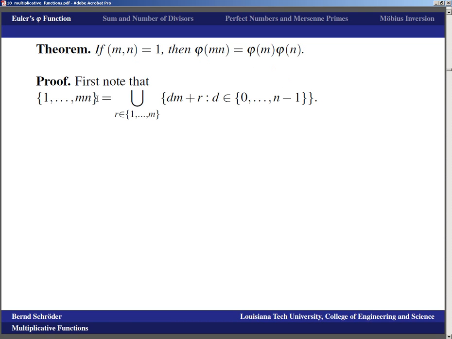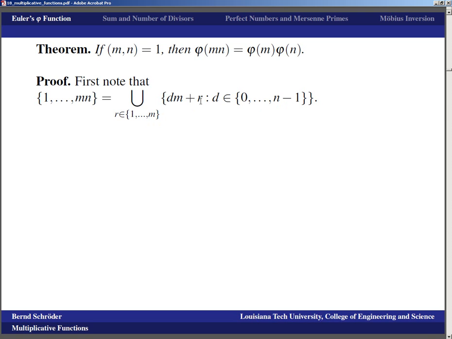We will split up the set of numbers from 1 through m times n by remainders. So the set of numbers from 1 through m times n is the union over all remainders between 1 and m, where we're not going to use remainder 0, we're going to replace it with remainder m. So it's the union over all remainders r between 1 and m of numbers of the form d times m plus r, where d is between 0 and n minus 1.